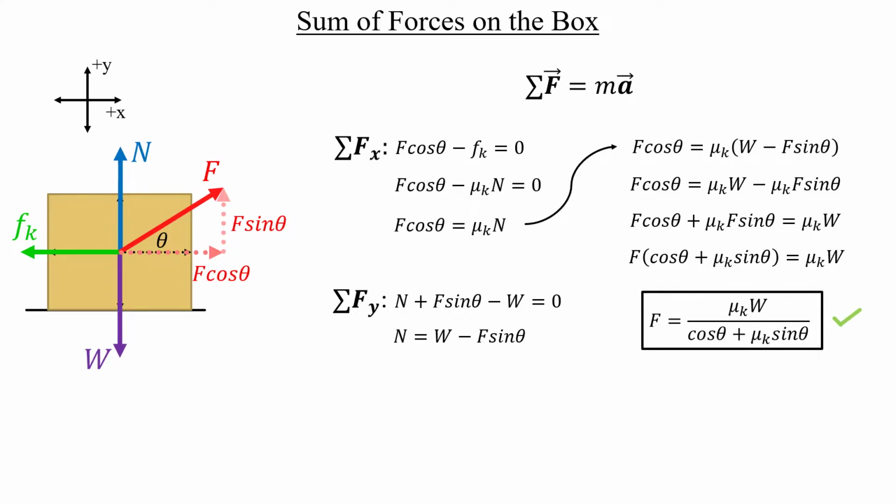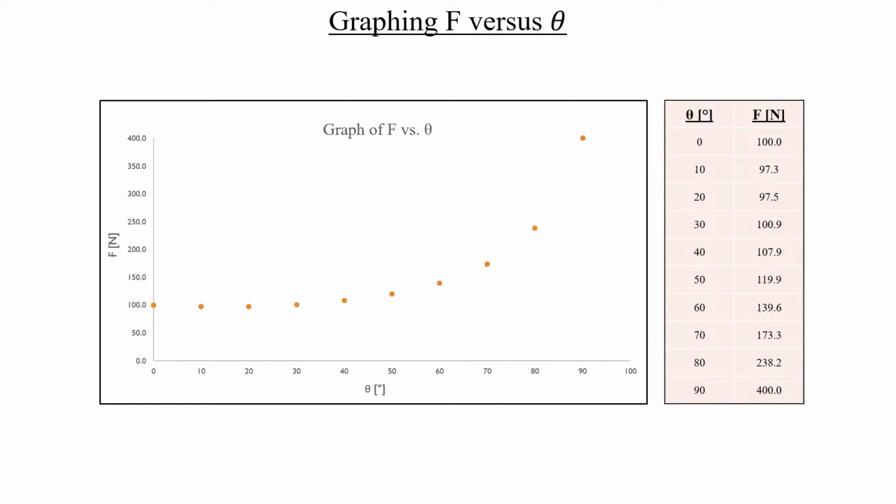That part's now done. In part B, our task is to graph this equation with the weight being equal to 400 newtons and mu sub k being equal to 0.25. And we're going to graph that from theta equal to 0 degrees to theta equal to 90 degrees in increments of 10. I used Excel to do that, and here's what my results look like.